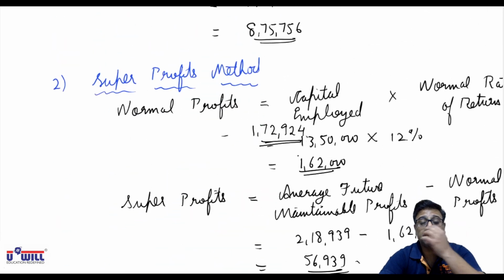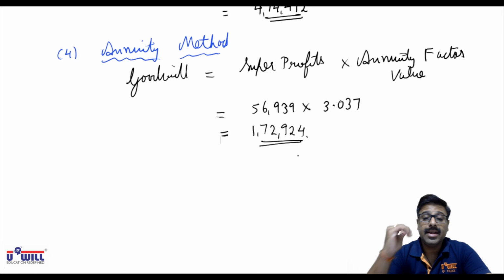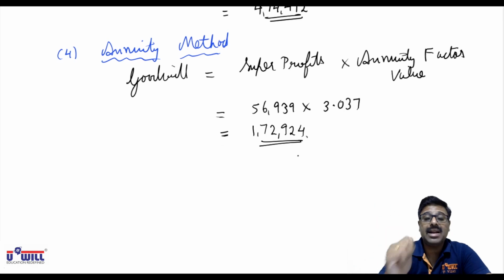Now in this question, capital employed has been directly given. In further lectures we'll practice questions where we have to find average future maintainable profits and capital employed also, and then apply the various formulas.